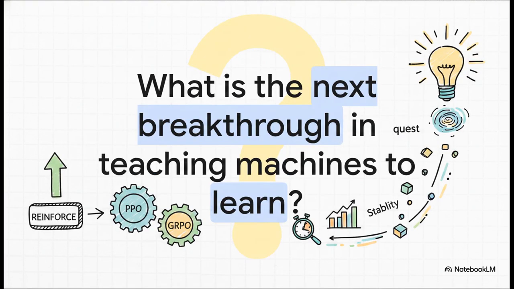You know, the journey from the simple, kind of shaky REINFORCE to the more sophisticated PPO and the efficient GRPO, it shows a really clear trend towards more stable and smarter ways of learning. This ongoing search for better algorithms is honestly one of the most exciting frontiers in all of AI. And it leaves us with one last question to think about. What's going to be the next big breakthrough in how we teach machines how to learn?